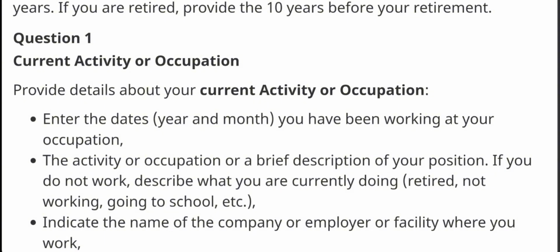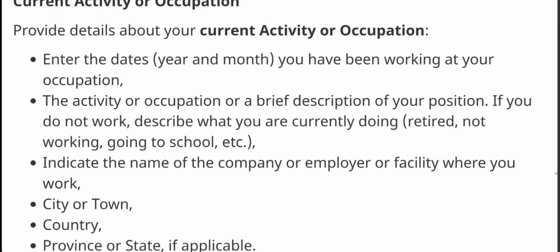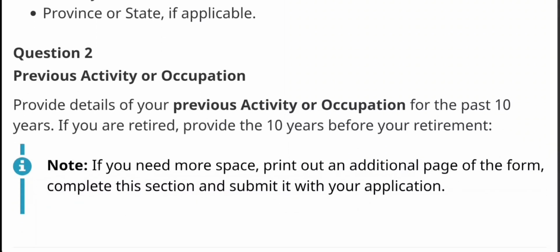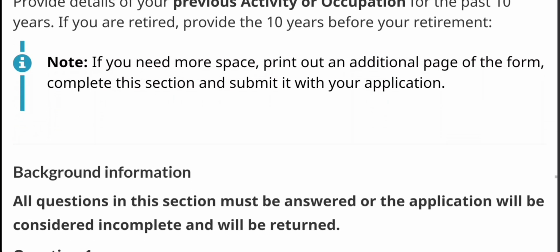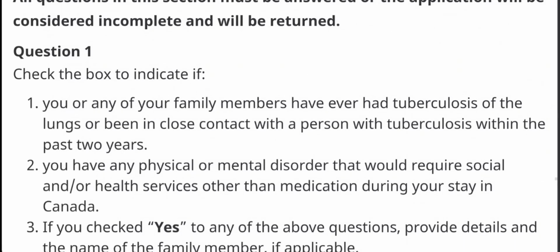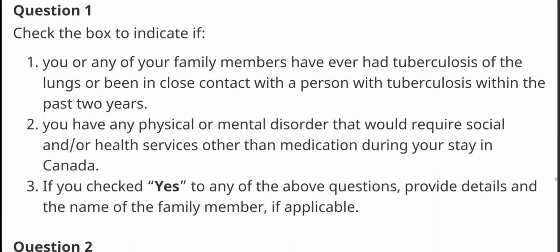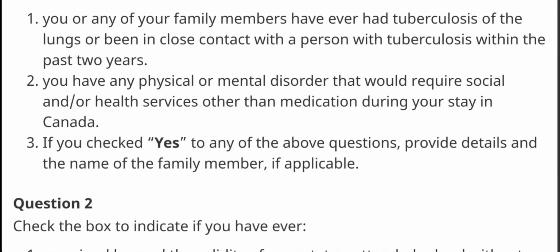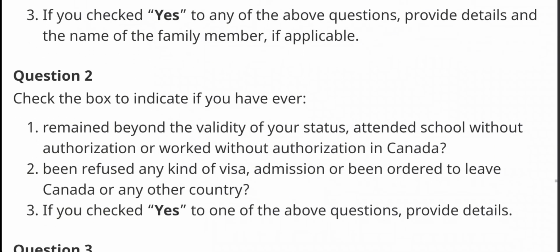You also need to give them information about your employment. So if your work or your occupation, you have to let them know the dates you have been working at your occupation. Year and month is what they read for the last 10 years. If you are retired, you have to provide 10 years before your retirement. Okay. Now, indicate all of that and then they ask you your previous activity or occupation for the last 10 years.